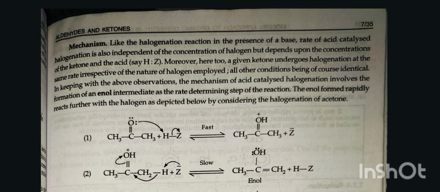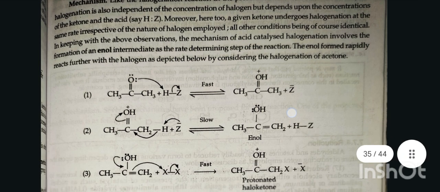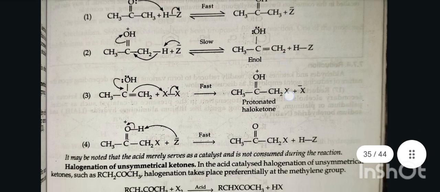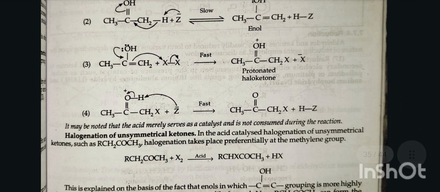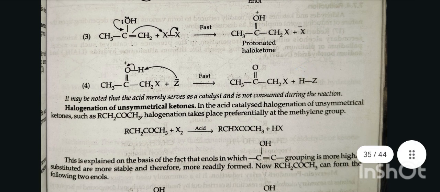In keeping with the above observations, the mechanism of acid catalyzed halogenation involves the formation of an enol intermediate in the rate determining step. The enol formed rapidly reacts further with the halogen as depicted below, considering the halogenation of acetone. It may be noted that the acid merely serves as a catalyst and is not consumed during the reaction.